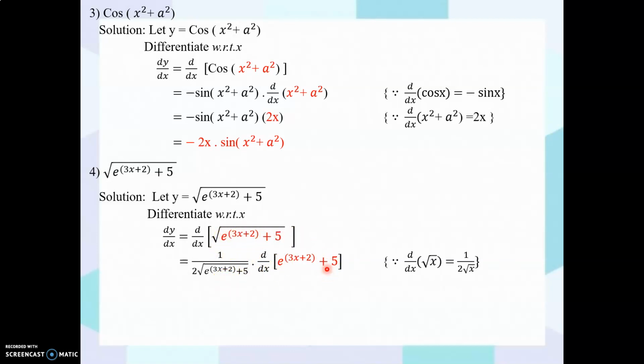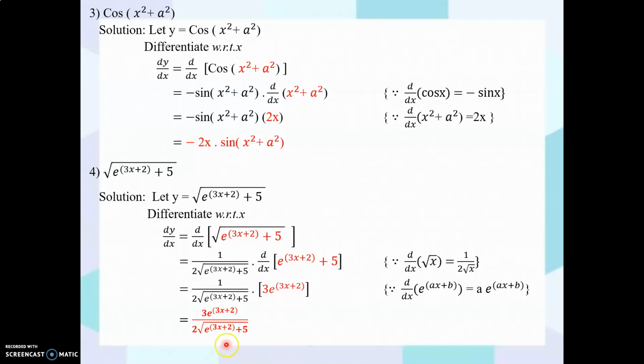So in the next step, 1 upon 2 into root of e raised to 3x plus 2 plus 5. The e raised to ax plus b format is given here. So the derivative of e raised to ax plus b is a into e raised to ax plus b. Here in the place of a is 3. So 3 into e raised to 3x plus 2, and the derivative of 5 is 0. So adjusting, you are getting 3 into e raised to 3x plus 2 upon 2 into root of e raised to 3x plus 2 plus 5 is the final answer.